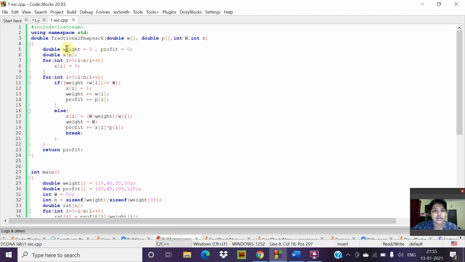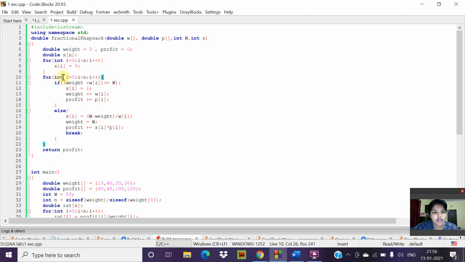Now inside the function we are initializing weight equal to 0 and profit equal to 0 in the initial stage, and double x of n, because we are not taking the complete thing, and using a for loop we are initializing x of i equal to 0.